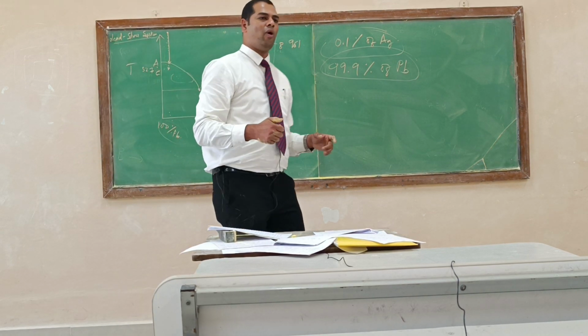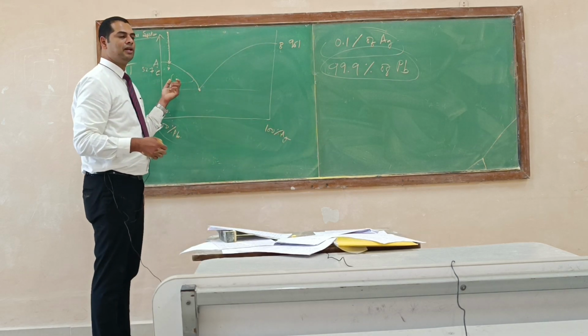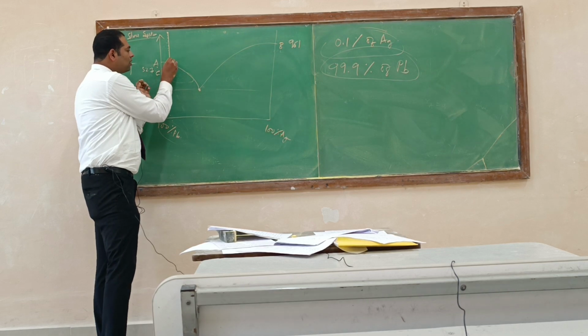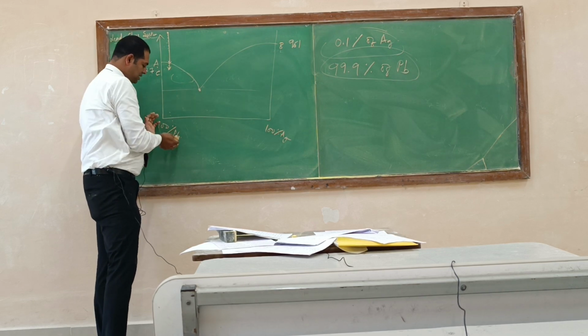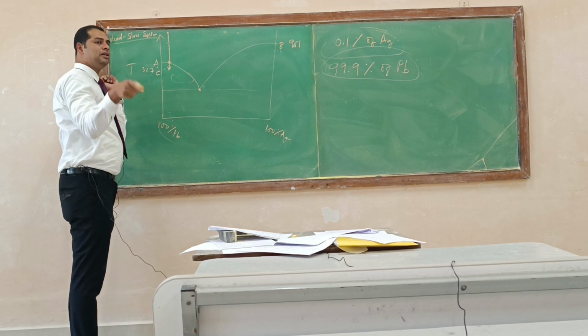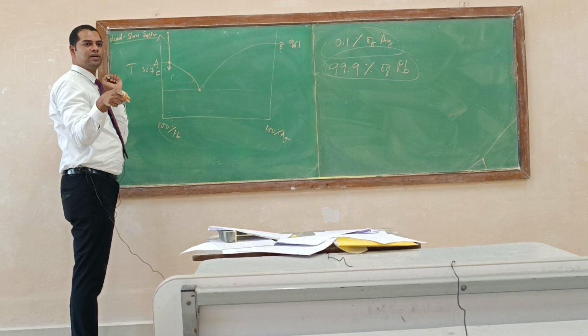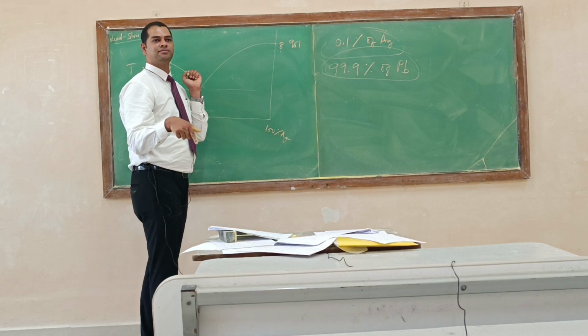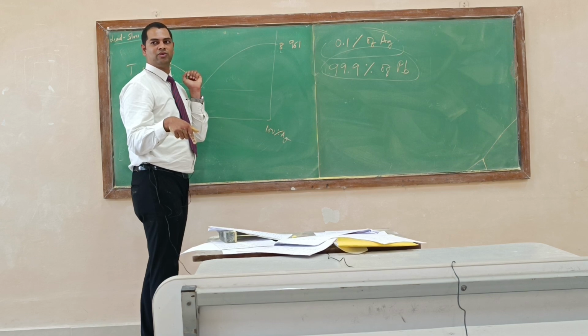Now if you crystallize, if all the lead solidifies here and we remove that solid, suddenly what should happen to the mole fraction of this composition? It should shoot up. It should become pure Ag, right? That is not happening.